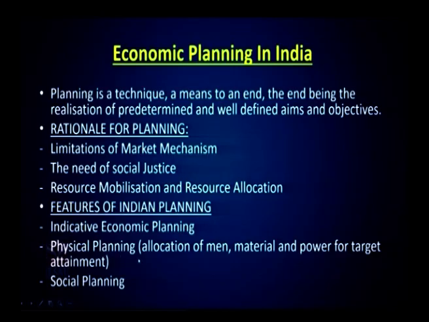The second one is physical planning. Physical planning is different from financial planning, because under financial planning, we just try to allocate the financial resources for the fulfillment of different objectives. But physical planning refers to the authorities responsible for the preparation and implementation of the plans taking utmost care and attention towards how much manpower has to be allocated. I mean to say, what labor force should be allocated, what material has to be allocated, what quantity of power has to be allocated for the attainment of different targets. This is called physical planning. So, physical planning is nothing but physical allotment or mobilization of the resources for the fulfillment of different objectives.